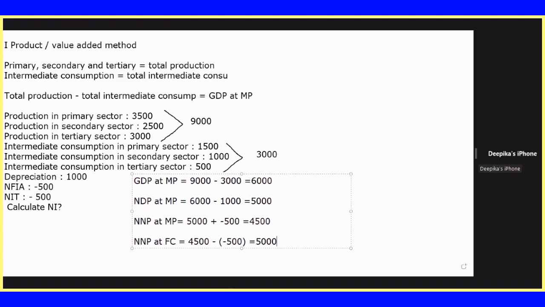Can you just repeat what NFIA stands for? NFIA is net factor income from abroad. If you have missed the initial portion, it's very important because that is where we started the basics of calculating national income. So kindly go to the recorded version.